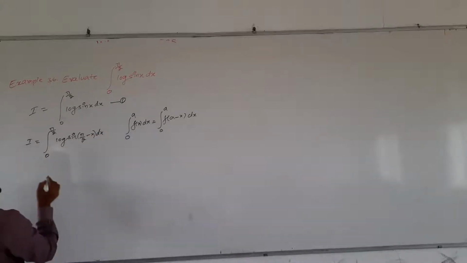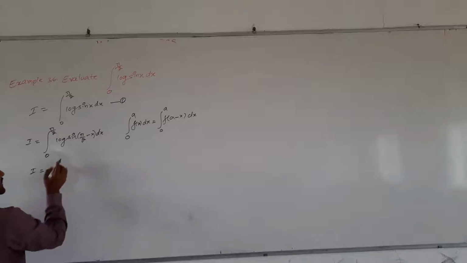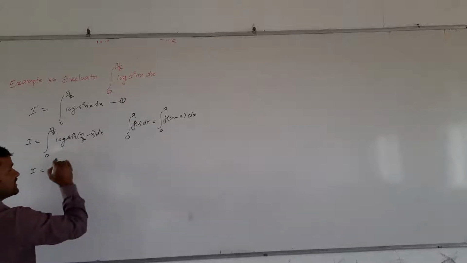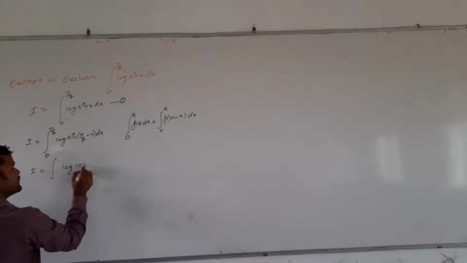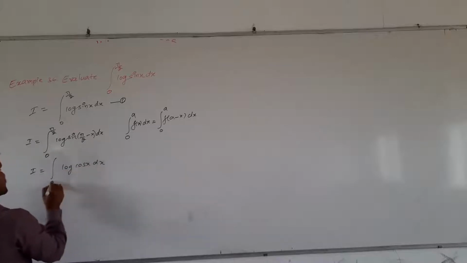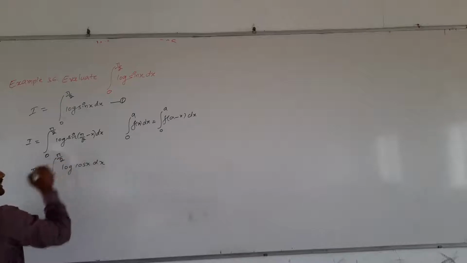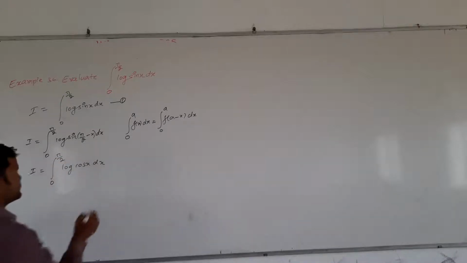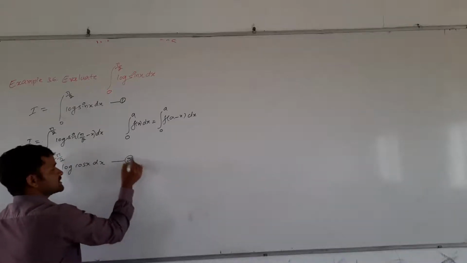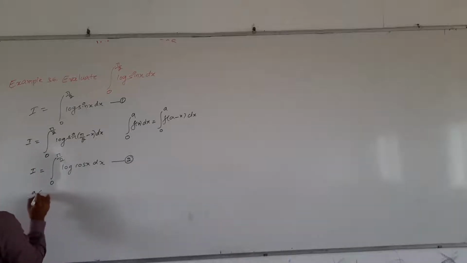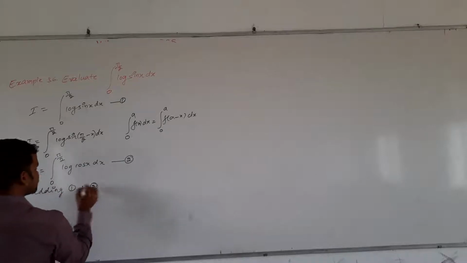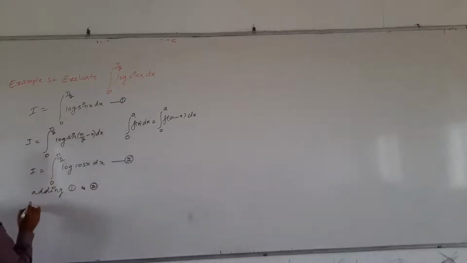Log of sin of 90 minus x is log of cos x. Yes, it is log of cos x into dx from 0 to 90 degree, that is 0 to pi by 2. Let me take this as equation 2. Now adding equation 1 and 2, left hand side I plus I becomes 2i.